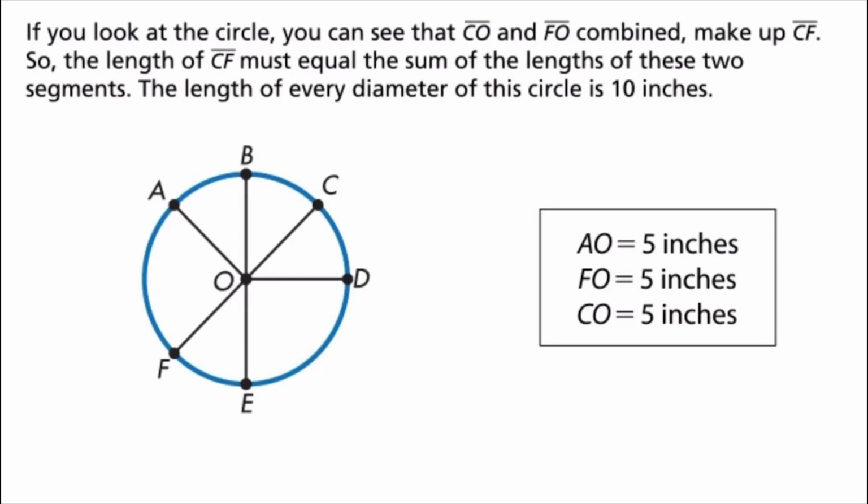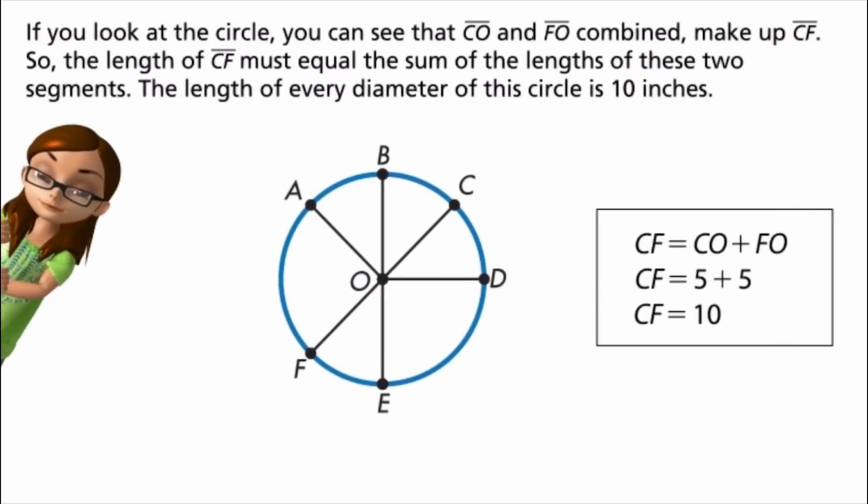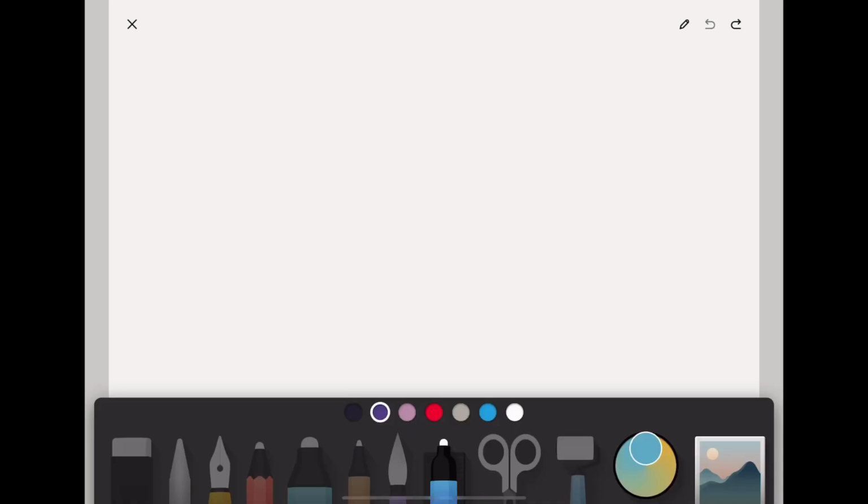If you look at the circle, you can see that line segment CO and line segment FO combined make up line segment CF. So the length of line segment CF must equal the sum of the lengths of these two segments. 5 plus 5 equals 10. The length of every diameter of this circle is 10 inches. Now you know some properties of circles. Good job! Let's summarize that lesson a little bit.